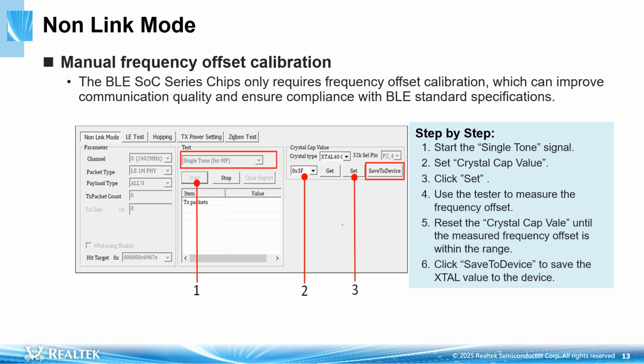1. Start the single-tone signal. 2. Set crystal cap value. 3. Click Set. 4. Use the RF tester to measure the frequency offset. 5. Reset the crystal cap value until the measured frequency offset is within the range. 6. Click Save to Device to save the crystal cap value to the device.